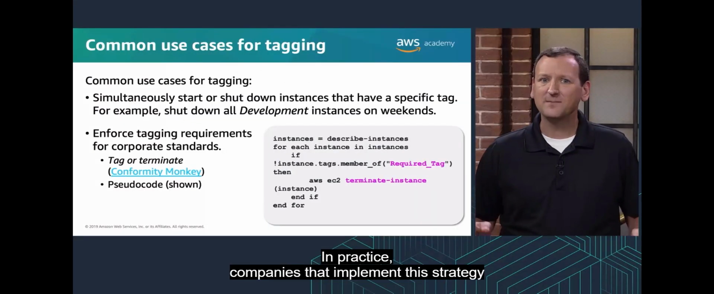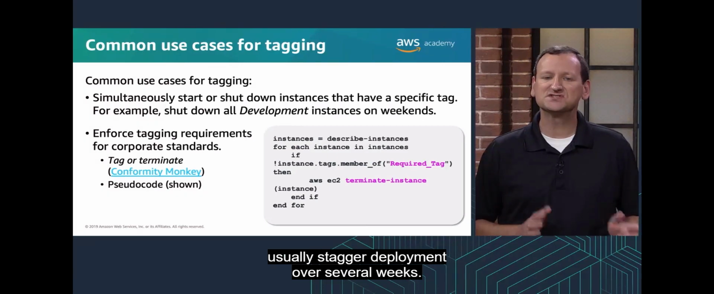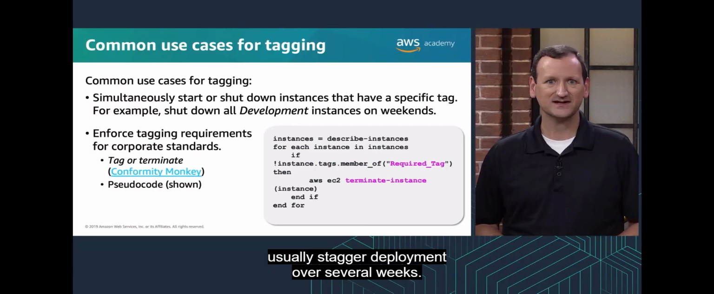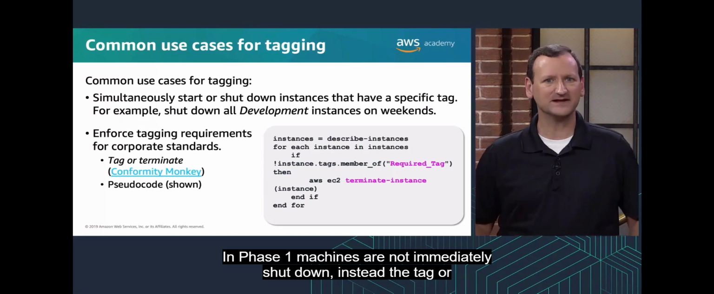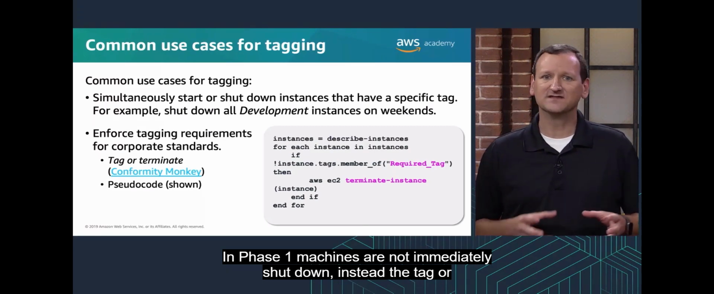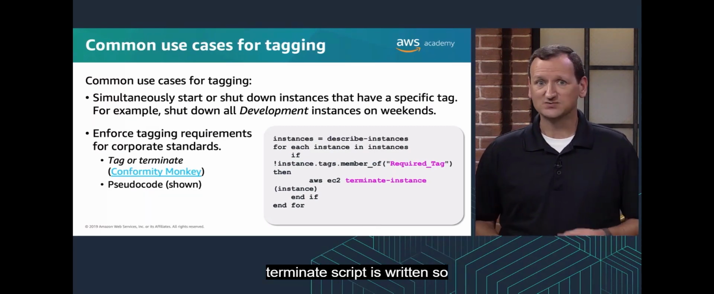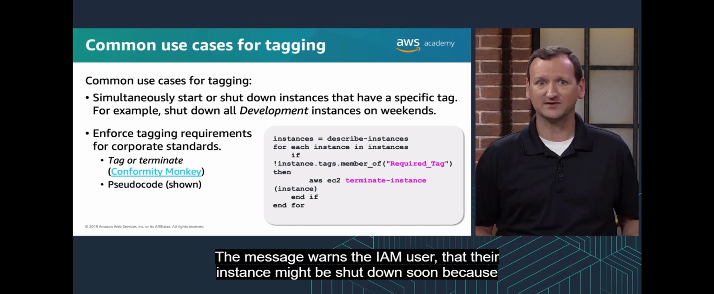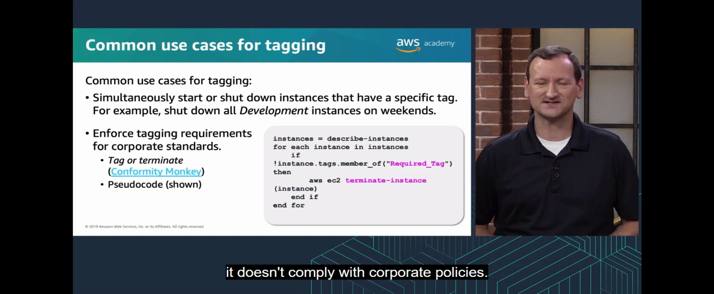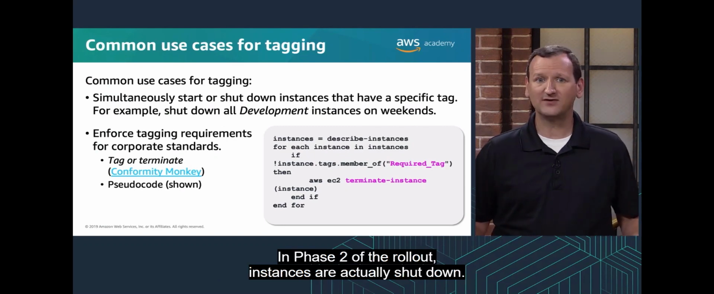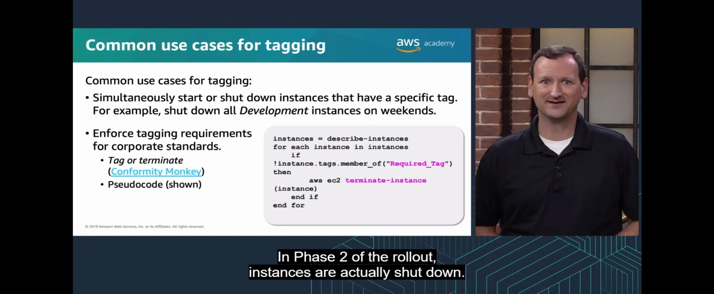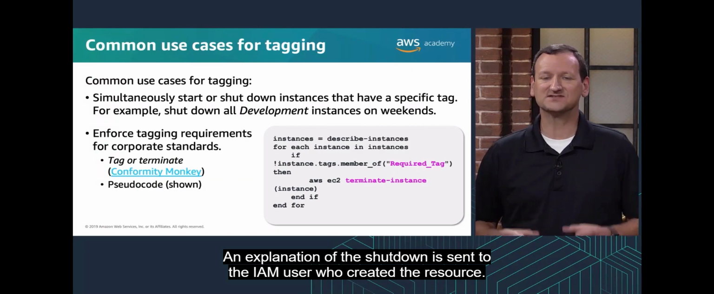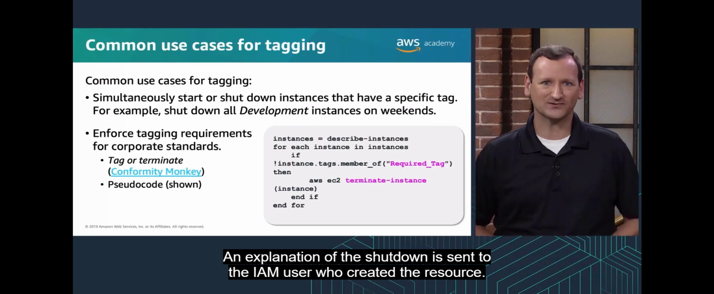In practice, companies that implement this strategy usually stagger deployment over several weeks. In phase 1, machines are not immediately shut down. Instead, the tag or terminate script is written so it sends an email message to the IAM user who created the instance. The message warns the IAM user that their instance might be shut down soon because it doesn't comply with corporate policies. In phase 2 of the rollout, instances are actually shut down. An explanation of the shutdown is sent to the IAM user who created the resource.